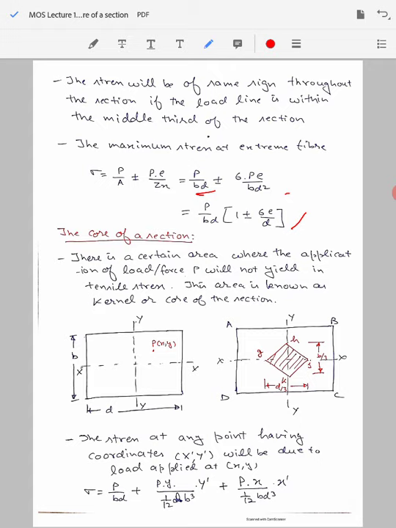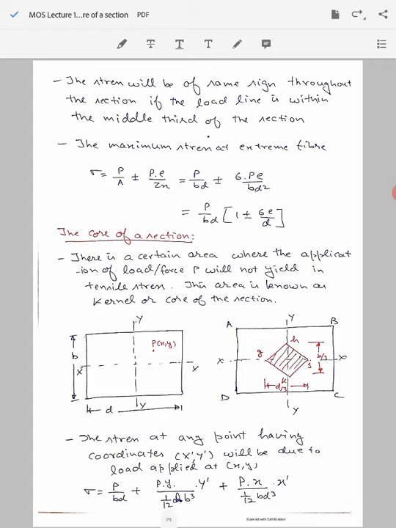Now at the moment, we have considered that we are moving the load point only along the axis YY. This is another centroidal axis. The X-axis is one of the centroidal axes, YY is the other centroidal axis. So if you want to see at any point along the section how much I can move the load away from the centroidal point or centroidal axis, this is what we are going to calculate in the core of a section. There is a certain area where the application of load or force P will not result in tensile stress. Such an area is known as the kernel or the core of the section.